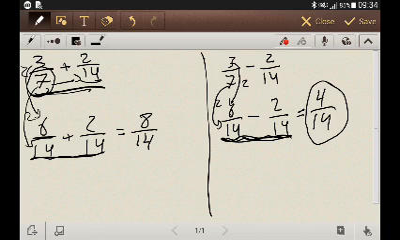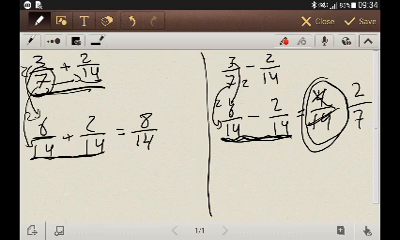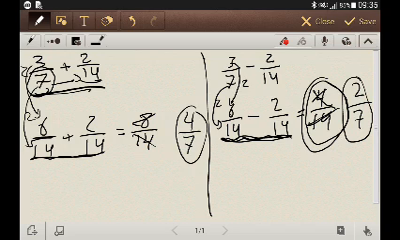This is the answer, but you can simplify it. 4 over 14, both of them are divisible by 2. You will get 2 over 7. Dividing by 2 gives you 2. Divided by 2 gives you 7. And here both of them are divisible by 2 as well. Dividing by 2 gives you 4. Dividing by 2 gives you 7. So these are the final answers. Let's move on.